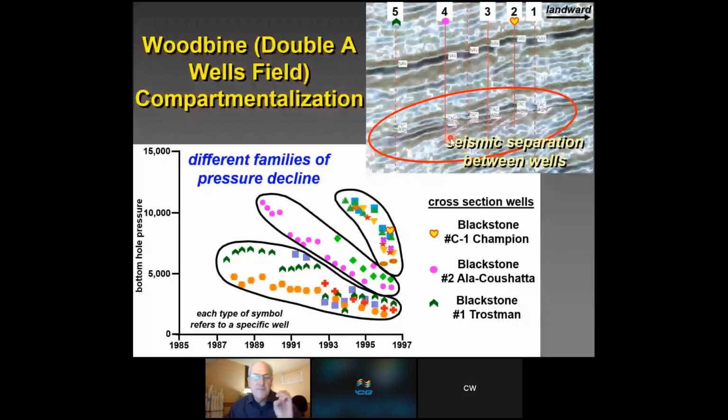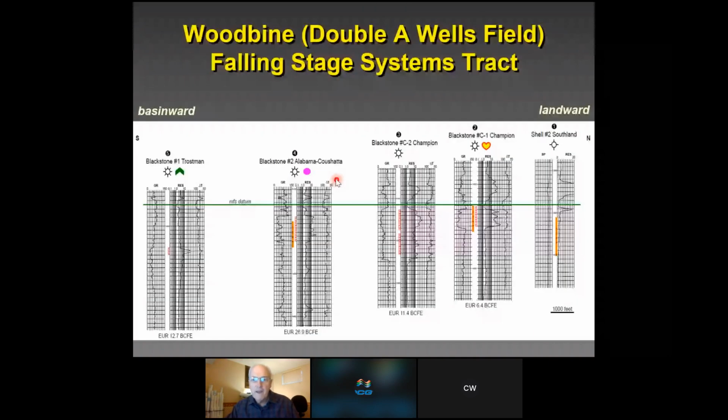And in addition, we had some pressure decline curves from 3 of the wells on that cross section. They had different starting pressures, and they declined at different rates. So that's telling you they're compartmentalized. So here are those 3 wells with the pressure data. So thinking about all this and using that model from that Viking sandstone field in Canada, I think we've got a falling stage systems tract.